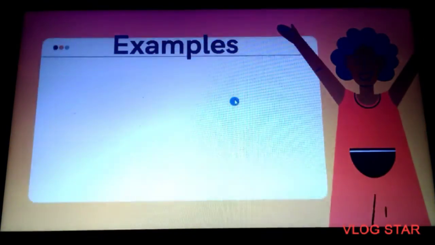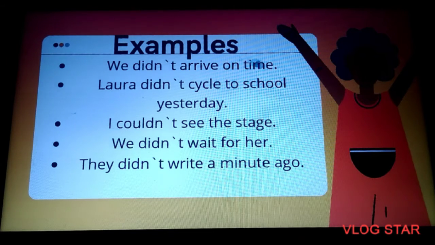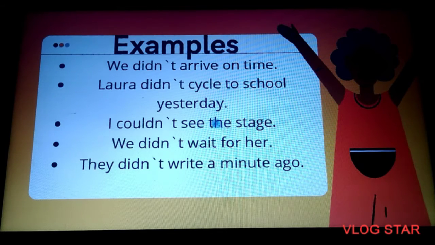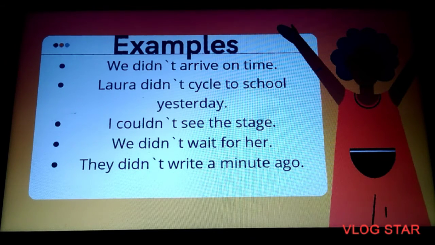Let's look at some examples. We didn't arrive on time. There is just didn't and arrive, and we don't do anything with the verb. Laura didn't cycle to school yesterday. I couldn't see the stage. Couldn't is also a negative, but we can use it in the past form because there is this modal verb, can, and that's why we can say I couldn't see the stage. We didn't wait for her. They didn't write a minute ago.